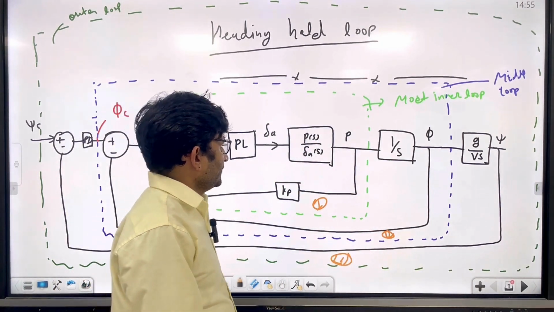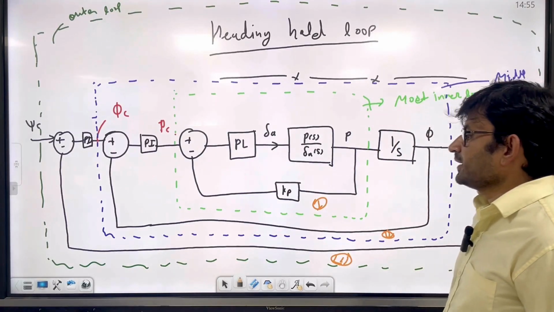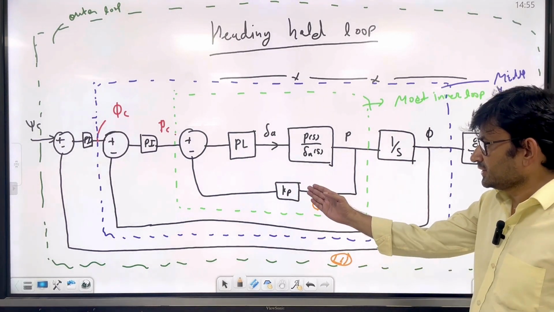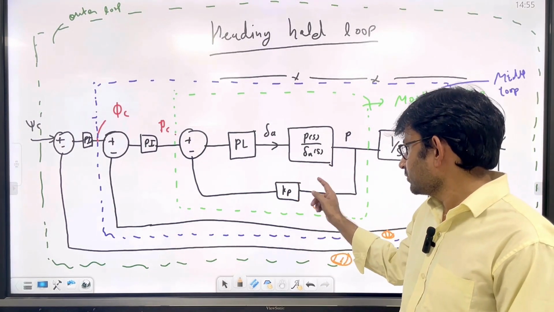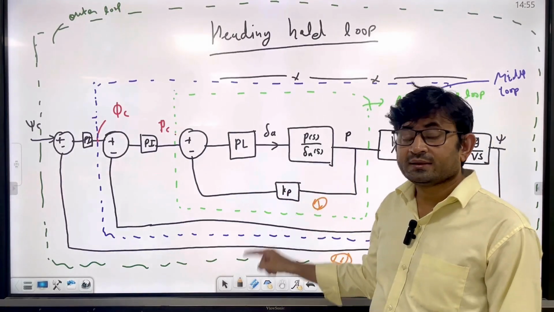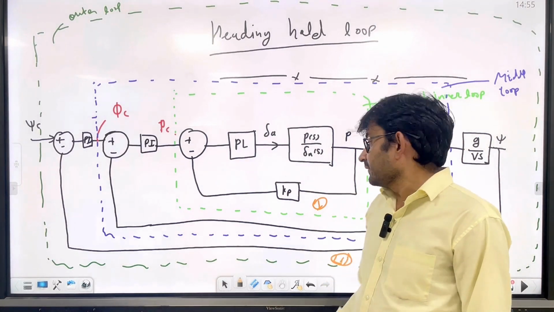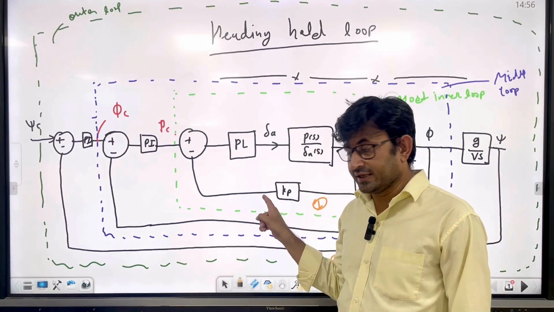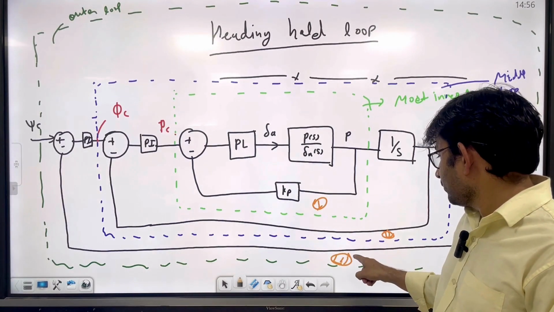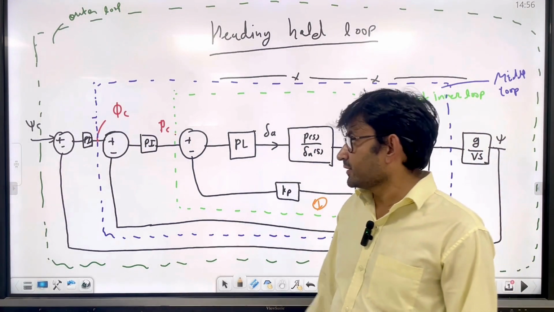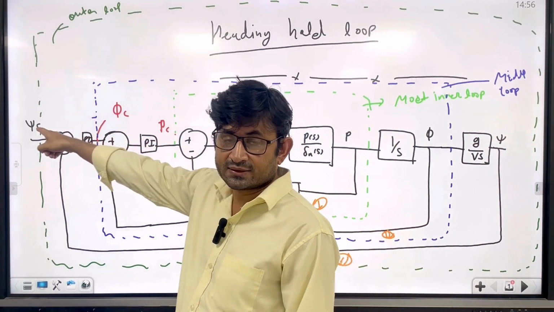All right. So I have already explained all the loops. This loop is called stabilization because here you are multiplying the feedback with the gain, and the remaining 2 and 3 are the tracking controllers because here you are tracking phi, and here you are tracking psi.